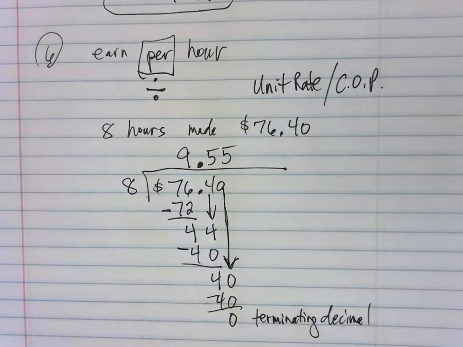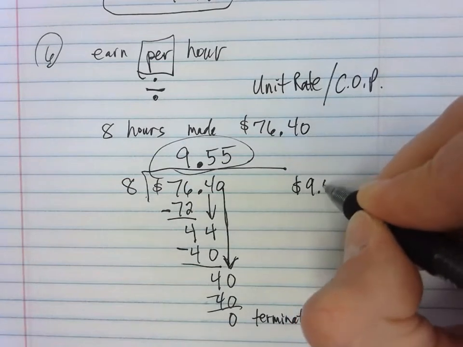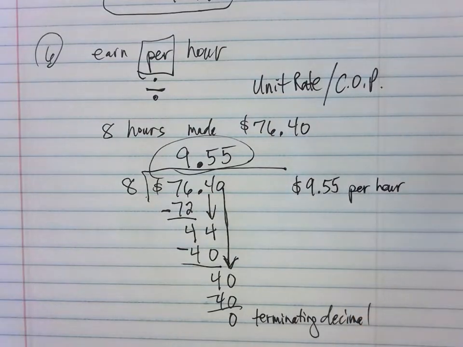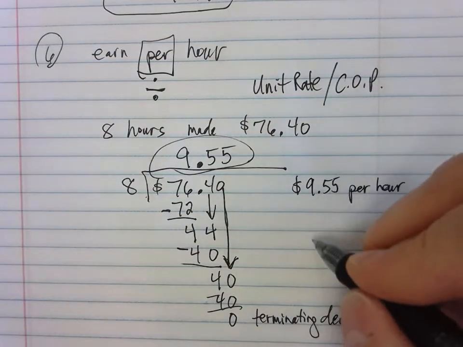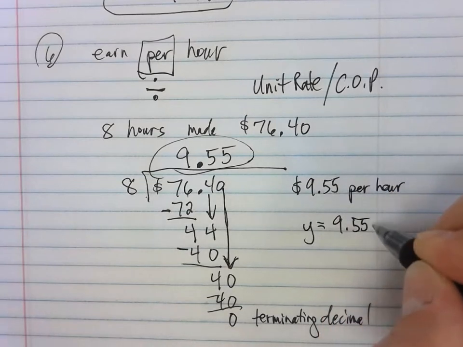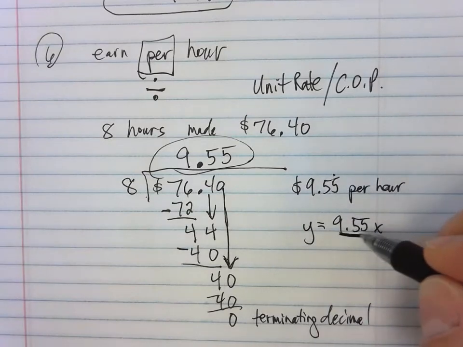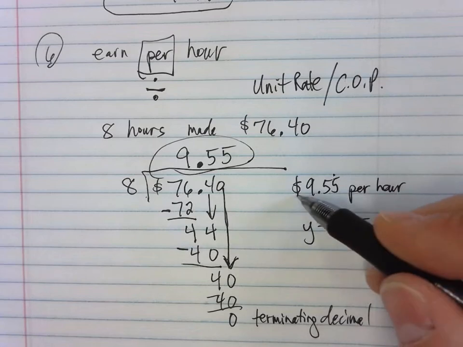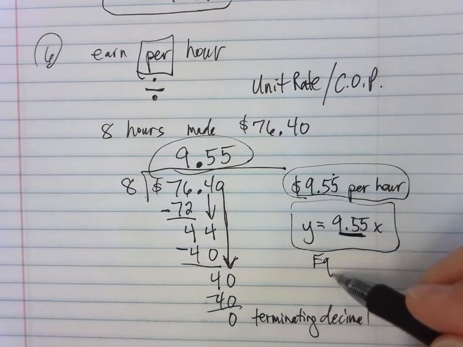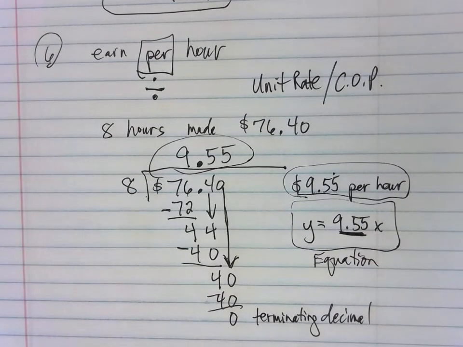And so her unit rate is that she is making $9.55 per hour. If you're going to write that into an equation format, the equation you would probably look for would be something like y equals 9.55x. You just take the unit rate and you put it right there. So that's how much she's making per hour. This would be the equation you would need to go along with that. 9.55 per hour would turn into y equals 9.55x.